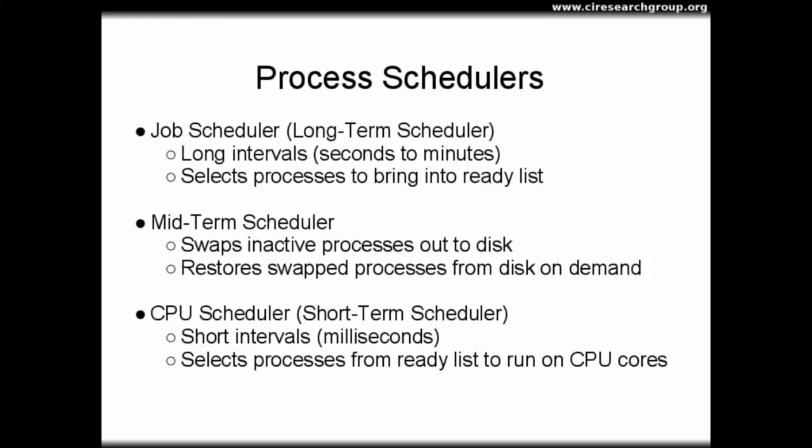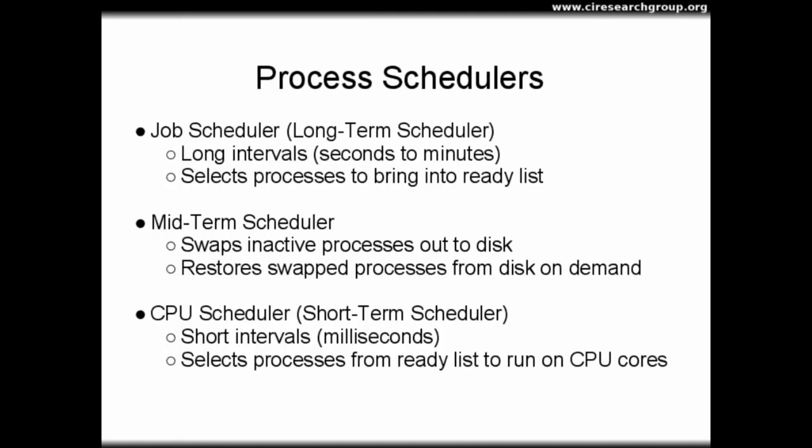Now I'd like to shift focus for a moment to mention scheduling, since it is closely related to the linked list management. In operating systems theory, we typically divide scheduling into 3 types: job scheduling, midterm scheduling, and CPU scheduling. Job, or long-term scheduling, refers to the selection of processes to place into the ready state. This type of scheduler has a long interval, typically on the order of seconds to minutes. One of the clearest examples of job scheduling on modern systems occurs on high-performance computational clusters, on which users submit jobs that may require hours to be scheduled and execute.